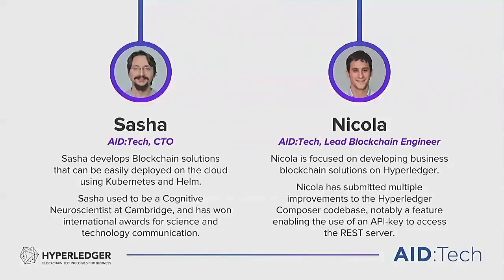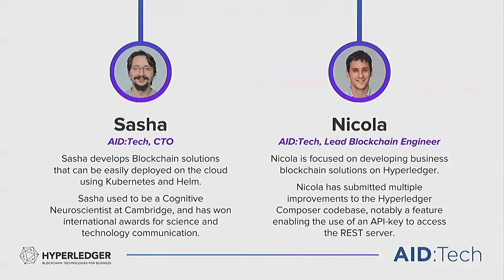Just a little bit about ourselves. I'm the CTO and the Chief Data Scientist at ATEC, and I have been working a lot on developing blockchain solutions that can be easily deployed, because one of the challenges of deploying networks like Hyperledger Fabric is that you need to run a lot of commands, and you'll see all about that quite soon. I used to be a cognitive neuroscientist, and now I'm a technologist.